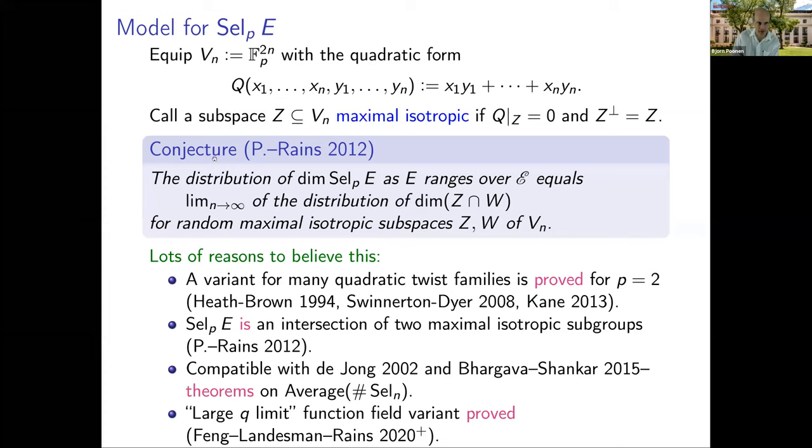And then the conjecture that we made is that this is what the p-Selmer group of an elliptic curve looks like. The dimension of that, as you vary the elliptic curve among all elliptic curves over Q, behaves like this linear algebra construction. At this point, there are lots of reasons to believe this conjecture. First of all, this is kind of where it came from: a result of Heath-Brown that said this is actually the correct answer, maybe not for the family of all elliptic curves, but if you restrict to certain quadratic twist families, then you get exactly this distribution, at least for p equals 2.